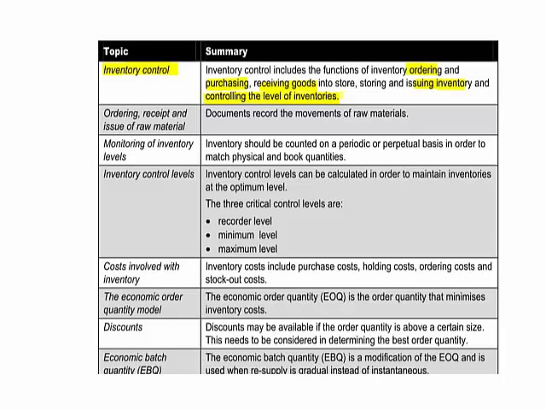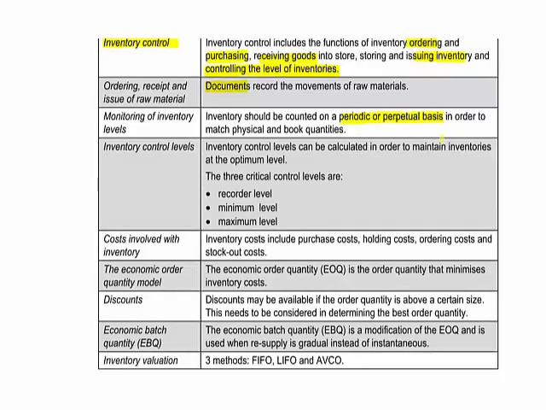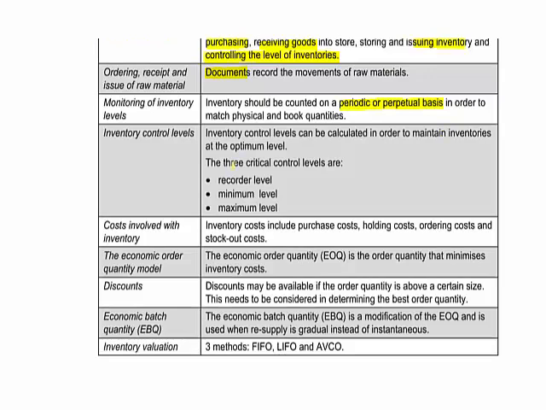So after a quick look at the documentation for the ordering, receipt and issue, we moved on to the monitoring of inventories. Now obviously we're not going to do a stock count during the exam, either a periodic or a perpetual one, but what we might have to do is some calculations associated with inventory. And you need to make sure that you've learnt the formula for these three critical control levels: the reorder level, the minimum level and the maximum level.